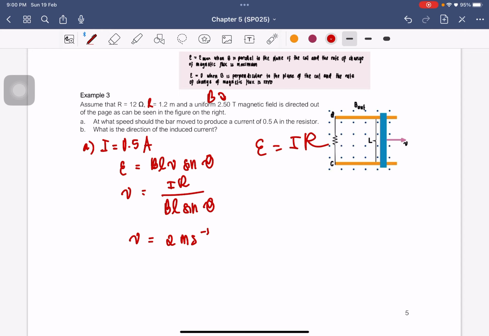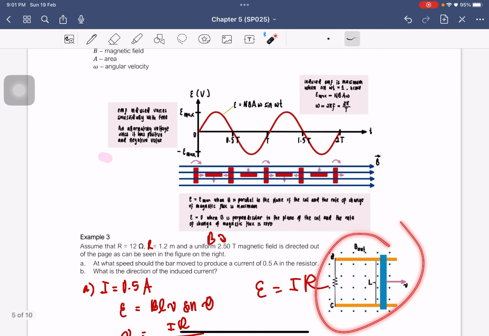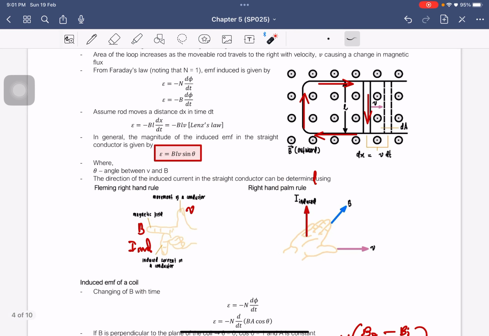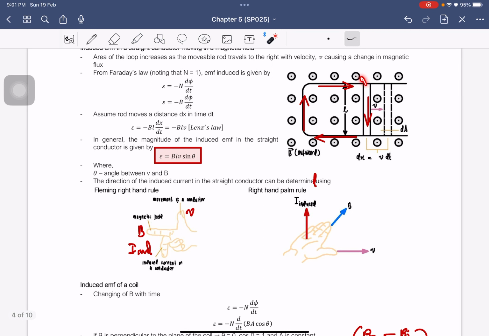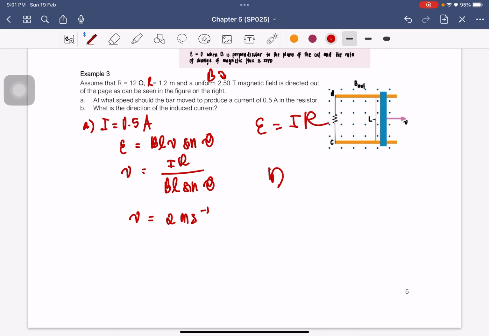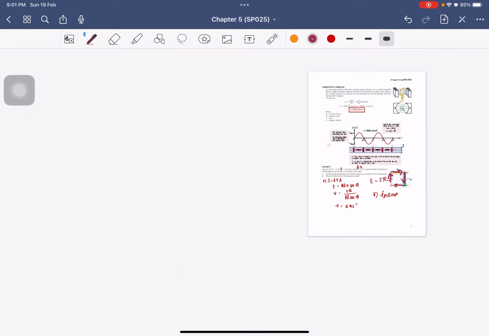Okay? Alright, what else? What is the direction of the induced current? So now it is the same. If you look, this diagram is actually similar to this one. So if you apply this Fleming's right hand rule or right hand palm rule, it will be moving clockwise. Oh, clockwise. What did I say earlier? Anti-clockwise? Anti-clockwise is like this. This is clockwise. So the direction is clockwise. Basically clockwise means it moves like this. So this is clockwise, right? Like that. So that is example number 3.